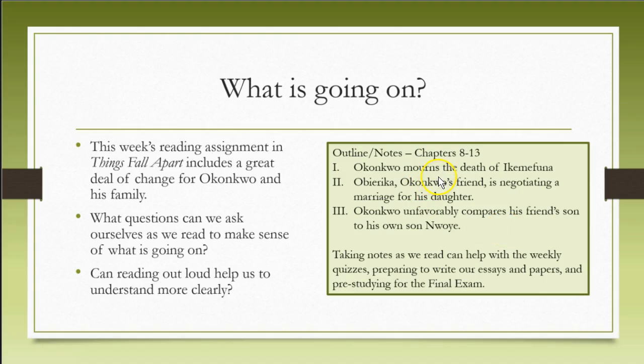Beginning of chapter 8, Okonkwo mourns the death of his foster son, and then his friend is negotiating a marriage for his daughter, and then Okonkwo unfavorably compares his friend's son to his own older son, whom he sees as possibly not going to be as successful as he is. Taking notes as we read can help with the weekly quizzes, preparing to write our essays and papers, and pre-studying for the final exam.